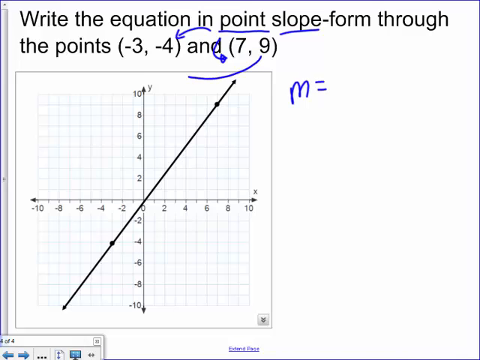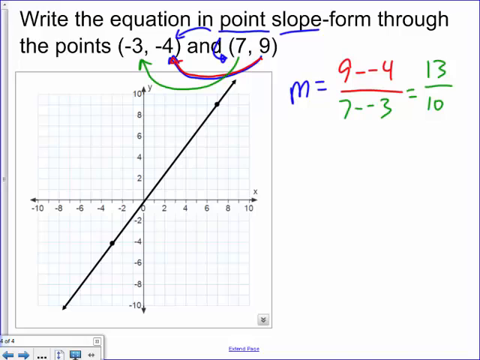We'll subtract your y's on top. So 9 minus negative 4 over, and then since I did 9 first, I got to do 7 first. So 7 minus negative 3. And that ends up being 13 over 10. So 13/10. And I could also count that as well. I could have counted the rise and the run. So up 13 and right 10. Same thing works.